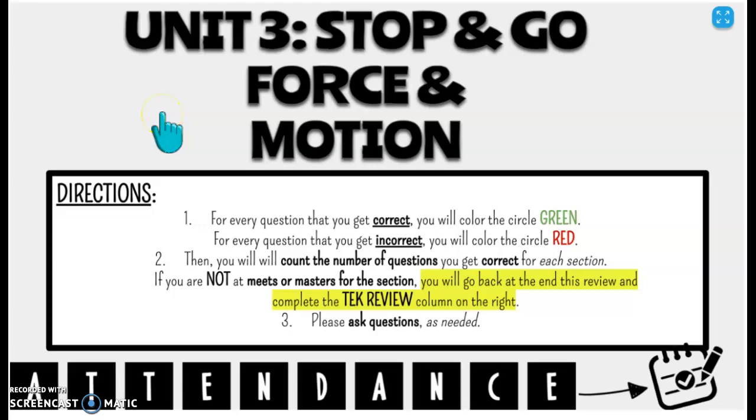Today we're going to do our Unit 3 stop and go to go over our test that covered force and motion. So as we're going through, for every question you get correct, you'll color the circle on that slide green. For every question that you got incorrect, you'll color the circle red. Then at the end of each section, you'll count how many you got right.